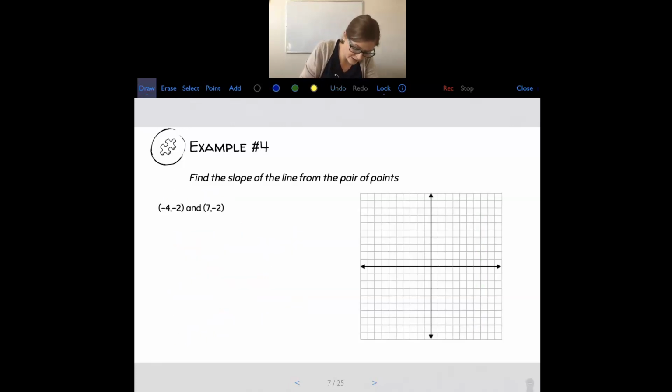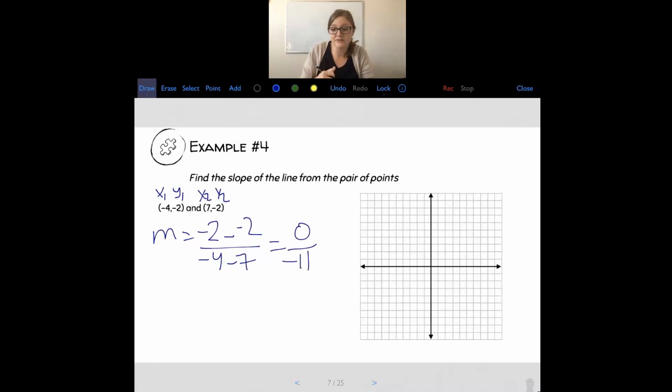Example 4, we'll keep going. I'm going to label my points as (x1, y1) and (x2, y2). So y1 minus y2 is negative 2 minus negative 2 over negative 4 minus 7. This is 0 over negative 11. 0 divided by any number except 0 is just 0. So this should be a horizontal line, and we can plot the points to prove that. Negative 4, negative 2, and 7, negative 2. That's a horizontal line, which has a slope of 0.